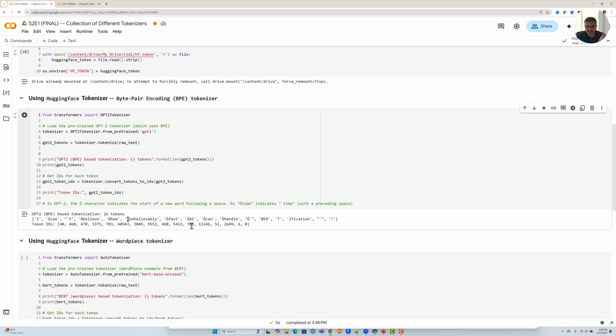Because in your NLP project, you would of course like to take text and tokenize it, but you also want to know the IDs associated with these tokens. So you can use convert tokens to IDs and it will give you all the IDs for the tokens.